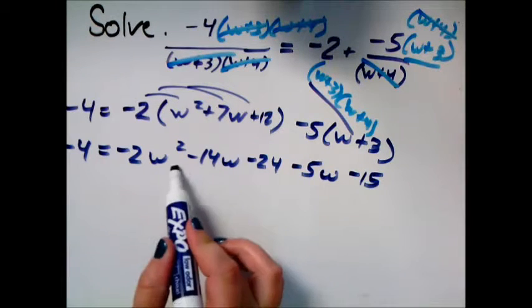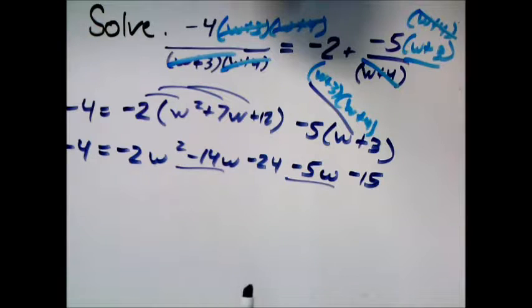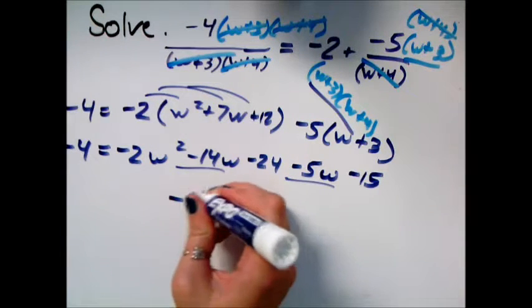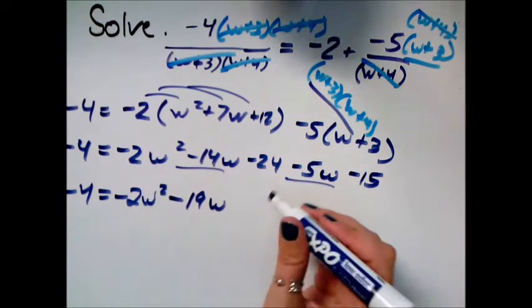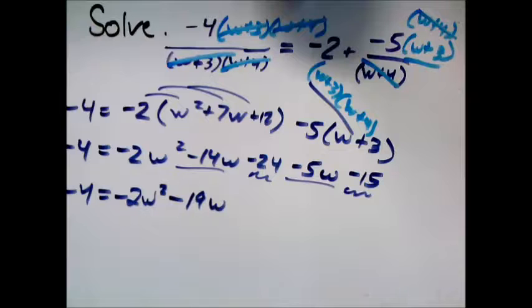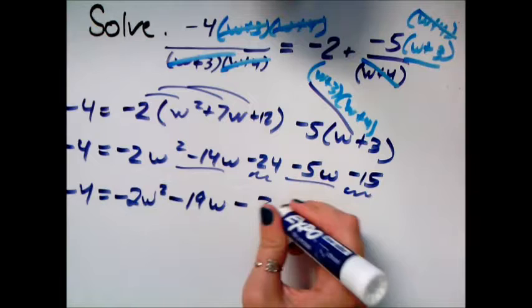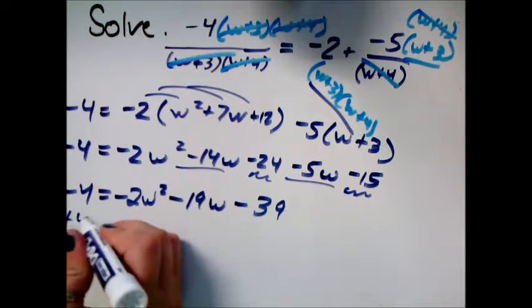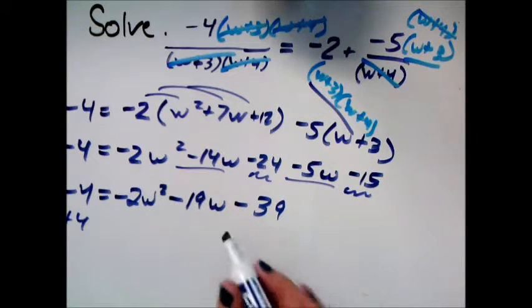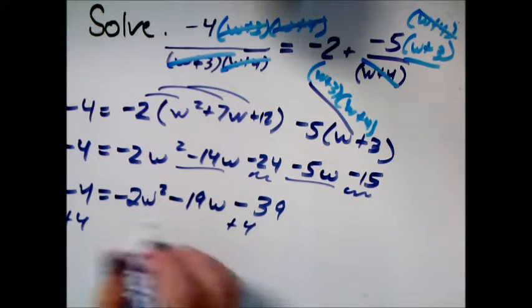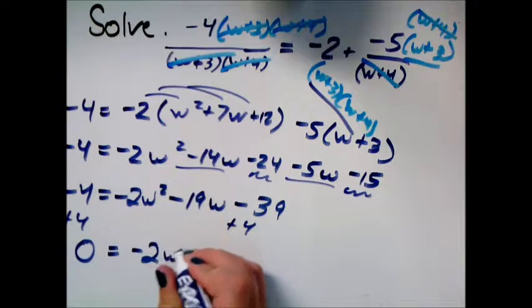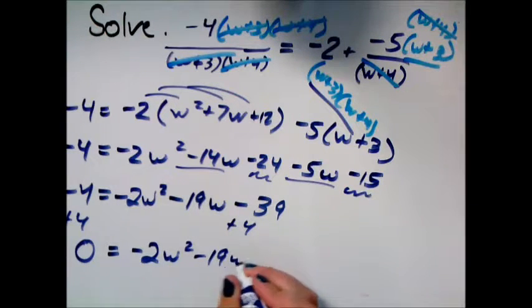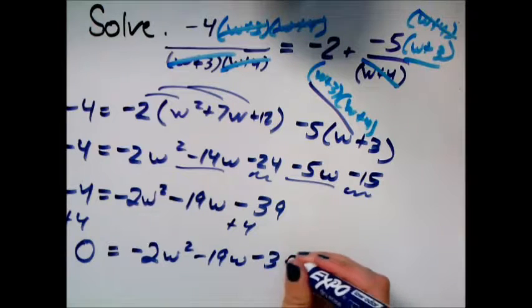And then see what like terms we have. Minus 14w and minus 5w gives me minus 19w. And then negative 24 and negative 15 give me negative 39. And then since I can see it's quadratic, it has a squared, I want to have it equal to 0, so I'm going to add 4 to both sides. So 0 equals negative 2w squared minus 19w minus 35.